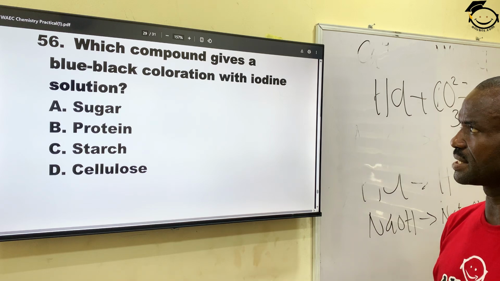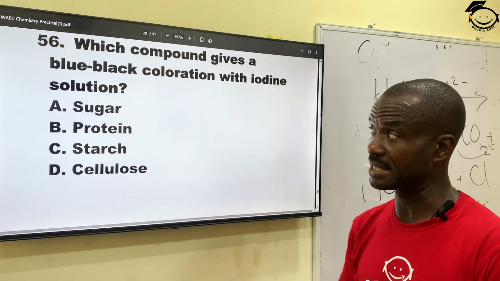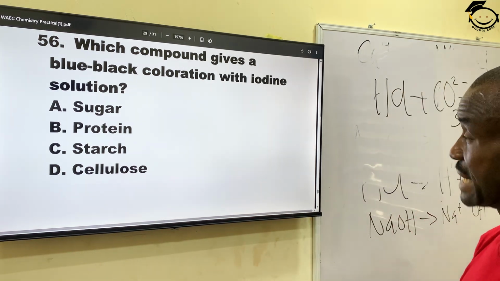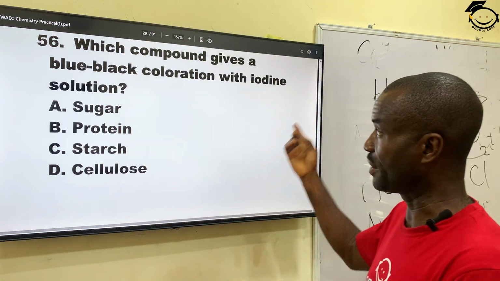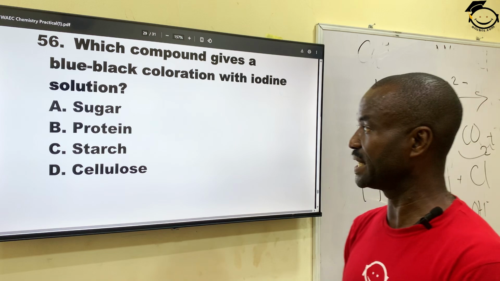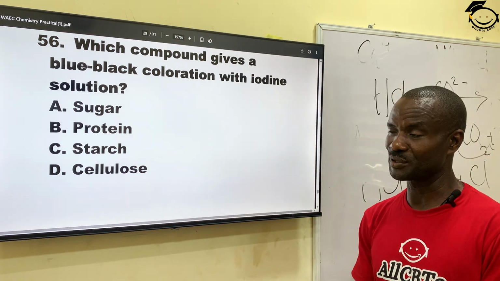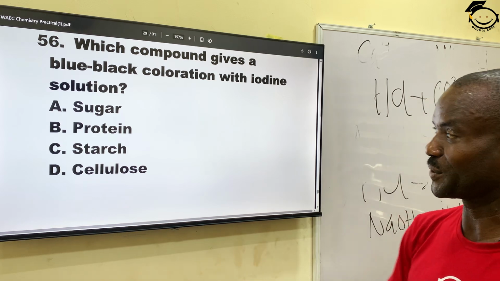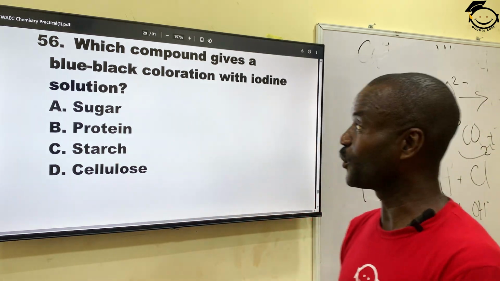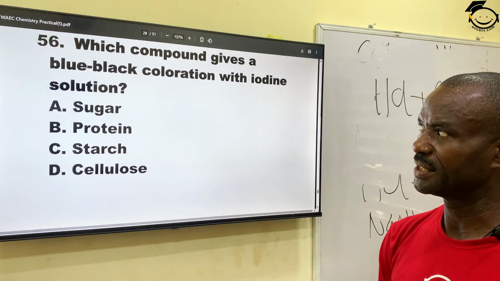Question 56. Which compound gives a blue-black coloration with iodine? This is a food test for confirming starch. With iodine: A. Sugar, B. Protein, C. Starch, and D. Cellulose. Sorry, I already said the answer. So the correct answer is C, starch. Only blue-black coloration confirms iodine reaction with starch.